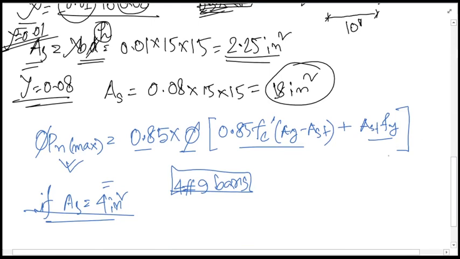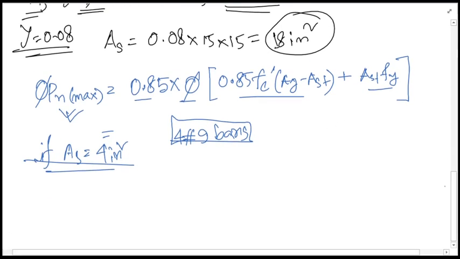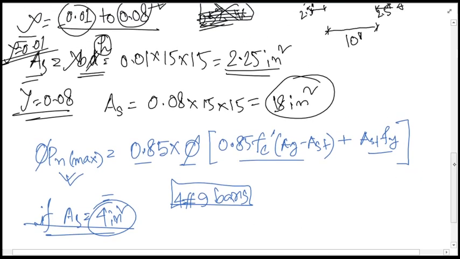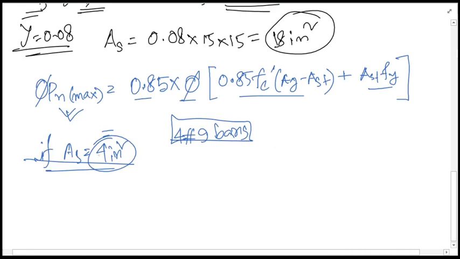If we provide number 9 bars, for example, 4 number 9 bars in the column, then we'll be getting 4 inches square of As. Although the guideline makes you flexible to take 2.25 inches square, in practical purposes you cannot go beyond the 4 inches square. You can see from this that if the minimum 4 number 9 bars are used in the 4 corners of this column, you will be getting the 4 inches square of As here.